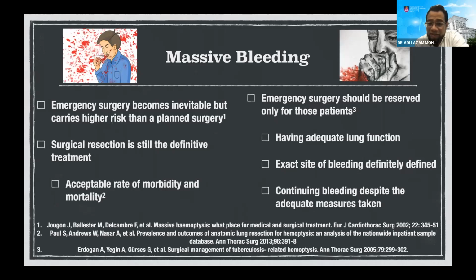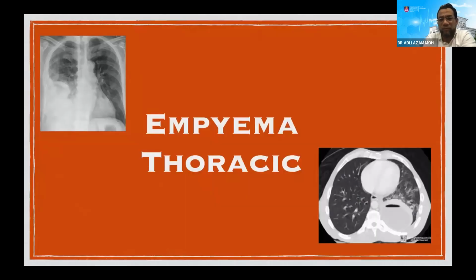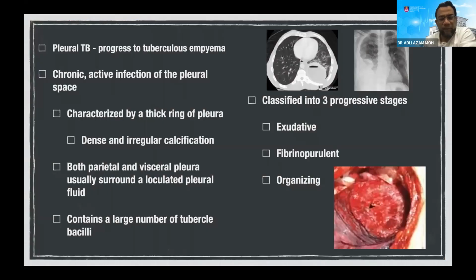We can identify the exact site of bleeding and continue bleeding despite the adequate measures taken. Another condition in TB that we deal with is empyema thoracis. I think we had a good discussion on that in fibrinolysis just now. But from a surgical point of view, we understand that pleural TB will progress to tuberculous empyema. This chronic active infection of the pleural space is characterized by a thick rind of pleura. We can see it on the CT scan. We call it cortex. The radiologist says thickened pleura.